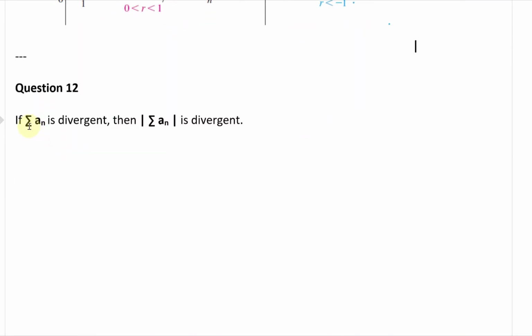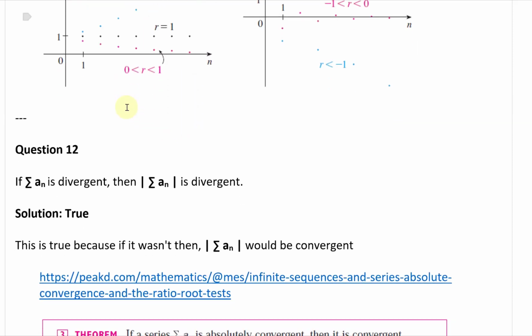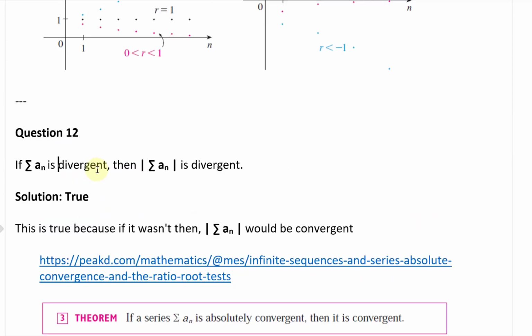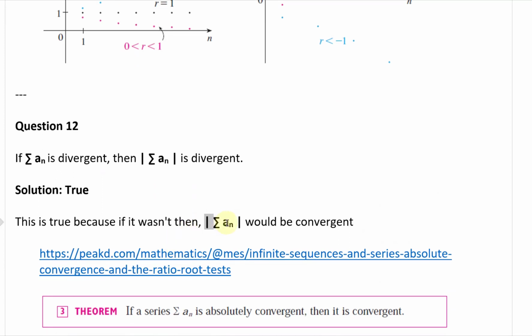And this one states, if the summation of the series an is divergent, then the absolute value of an is divergent. All right, so let's take a look at the solution, and this is in fact true. And this is true because if it wasn't, then the absolute value of the series right here, summation of an, would be convergent. So notice here. If this series is divergent, then this would be convergent if it wasn't true. But then this is absolutely convergent. And then this would make this convergent, so that wouldn't make any sense.